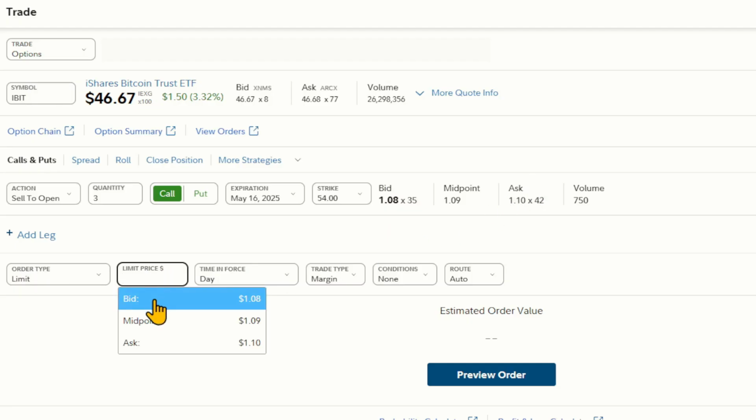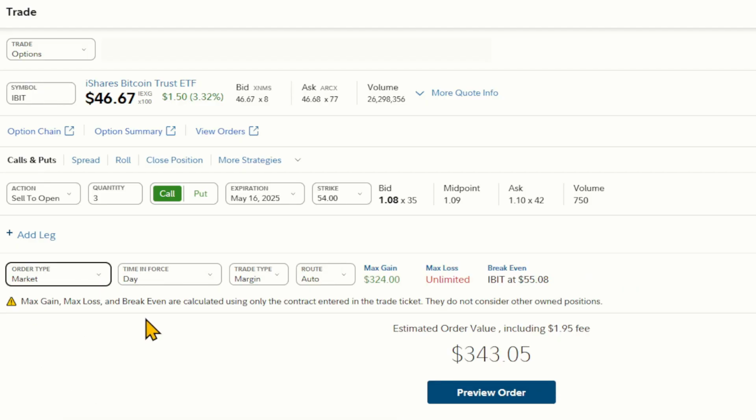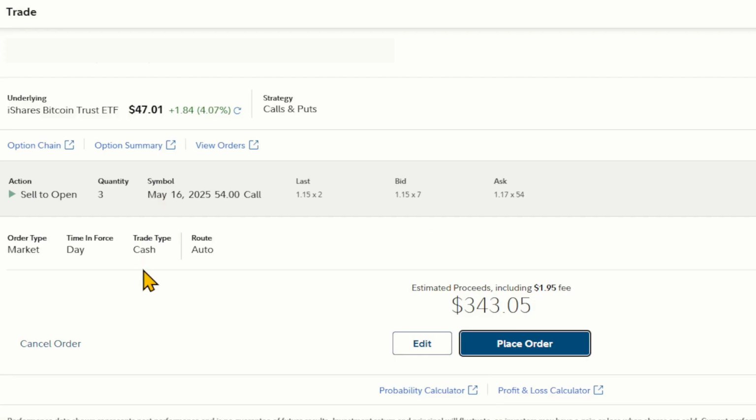So I want to set my limit order for that bid price to make sure I get at least that. But for some simplicity today, I'm just going to do it as a market order. Then you're going to come over here. Once you feel comfortable with your trade, you're going to hit preview order, and that's going to bring up your next screen, and then you'll place your order.